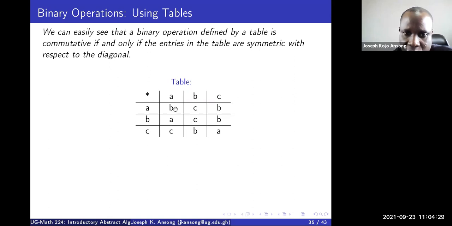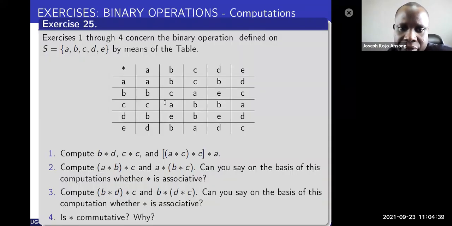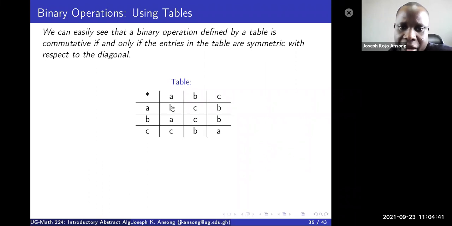So for this table, some rule was used. We are not giving the rule. But what this means is that if I take A star A, I get B. If I operate A and B, I get C. A and C, I get B. If I take B and A, I get A. B and B gives me C. B star C gives me B. So that is how you operate. When you have a table, that is how you perform binary operations on them.